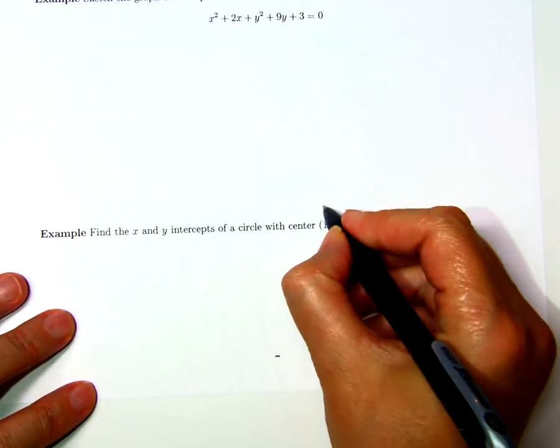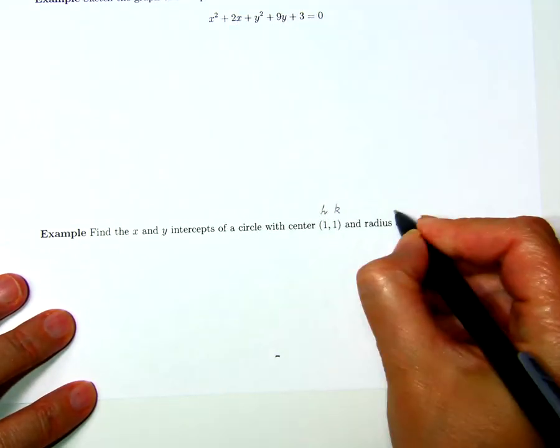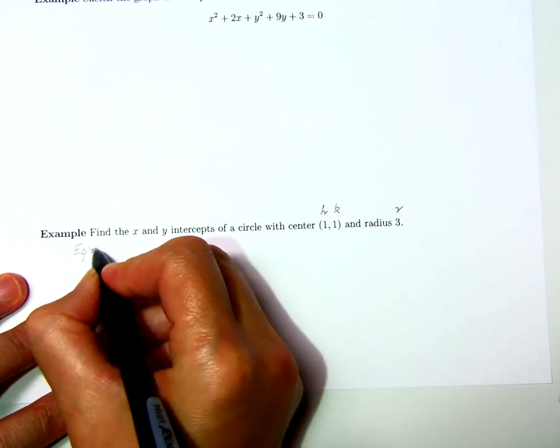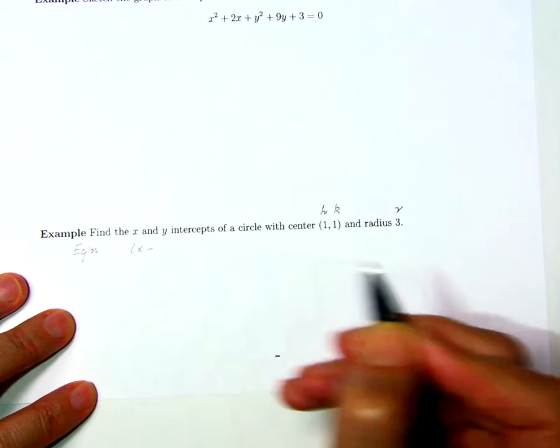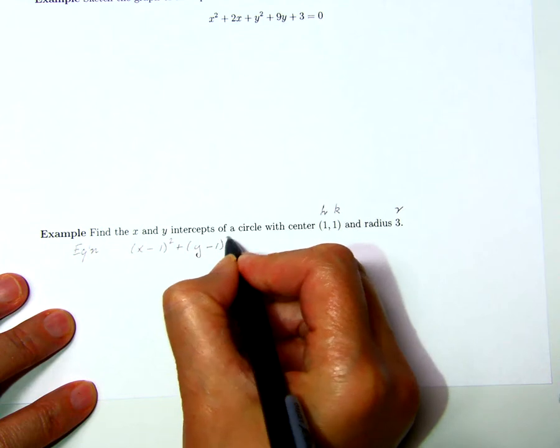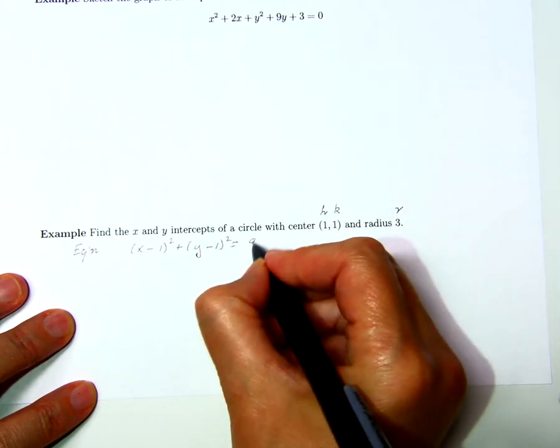So here we have our h and our k, and this is our r, and the equation of our circle is (x - 1)² + (y - 1)² = r², which is 9.